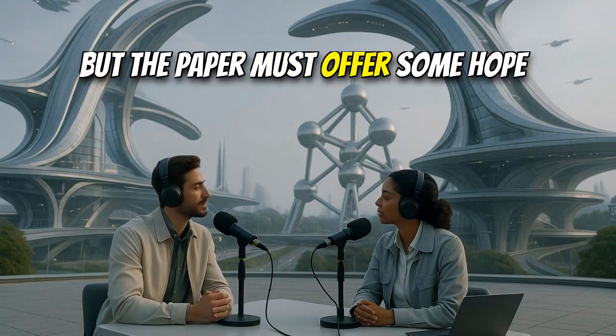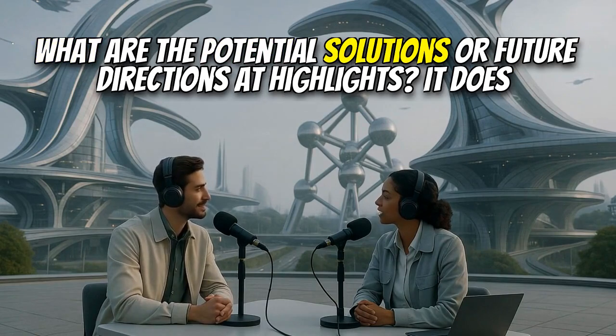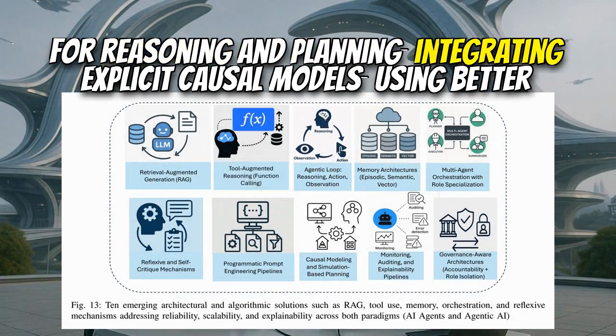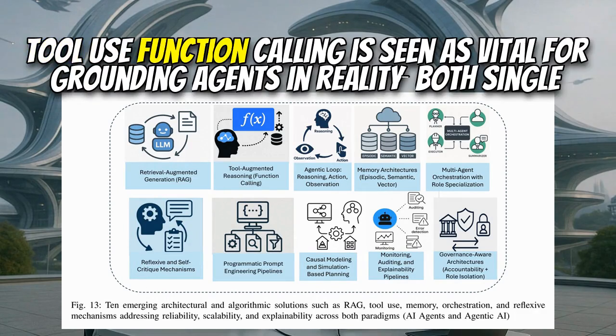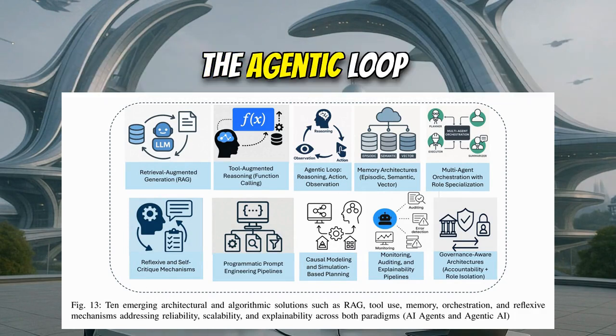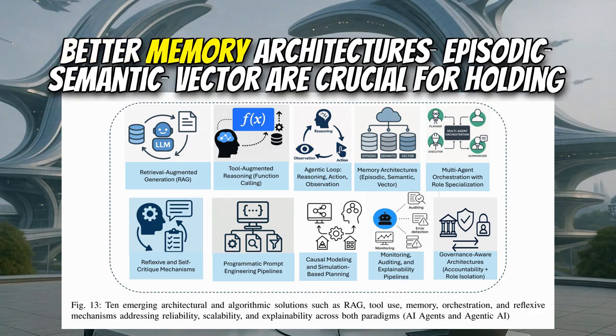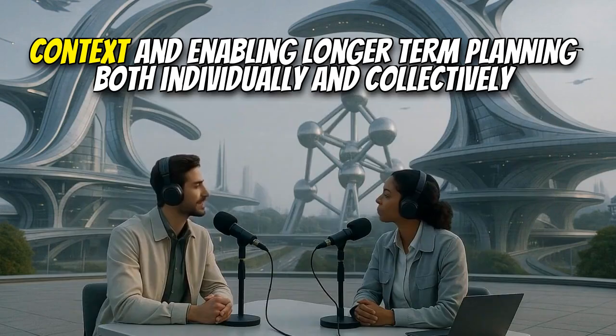But the paper must offer some hope. What are the potential solutions or future directions it highlights? It does. It points to several promising areas. For reasoning and planning, integrating explicit causal models, using better planning frameworks. Tool use and function calling are seen as vital for grounding agents in reality, both single and multi-agent. The agentic loop, that iterative cycle of reason, act, observe, refining, is key for adaptation. Better memory architectures, episodic, semantic, vector, are crucial for holding context and enabling longer-term planning, both individually and collectively.